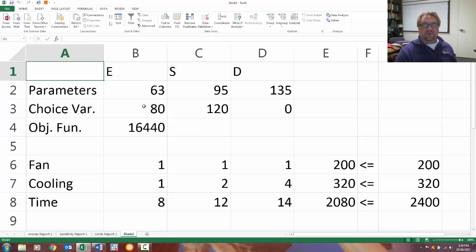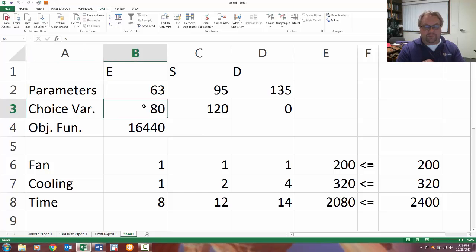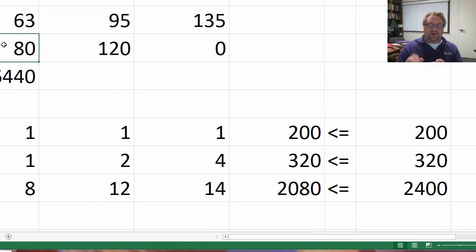All right, so in order to maximize my profit, I want to produce 80 economy air conditioners, 120 standard air conditioners, no deluxe air conditioners. And if I do that, I will maximize my profit at 16,440. That was part A.